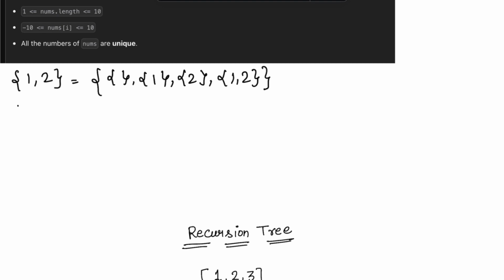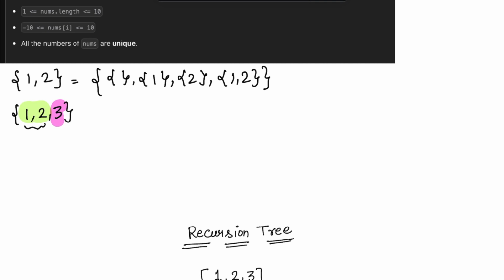Let's assume we have three elements: 1, 2 and 3. How can we find all the subsets for these three elements? We have already solved the subsets for 1 comma 2. We have only one extra element, which is 3. Now 3 has two choices: either join the subsets created by 1 comma 2, or do not join them.